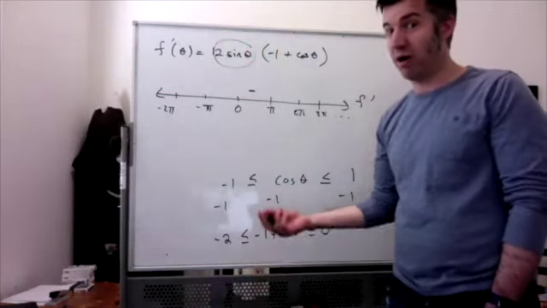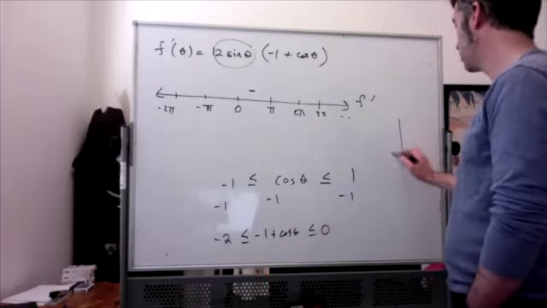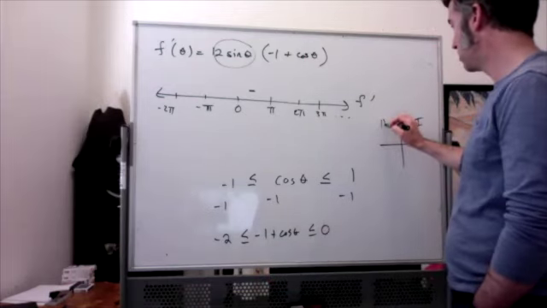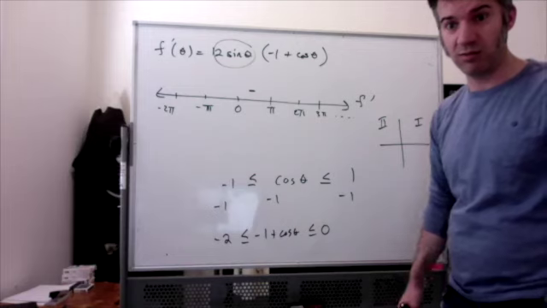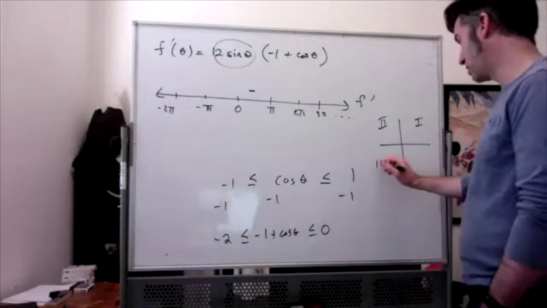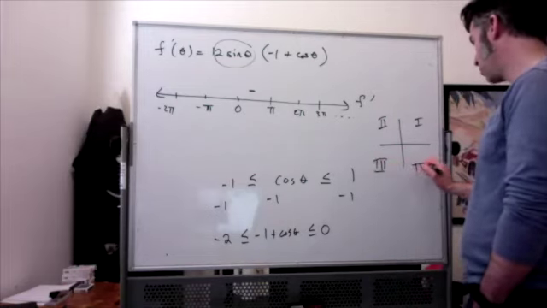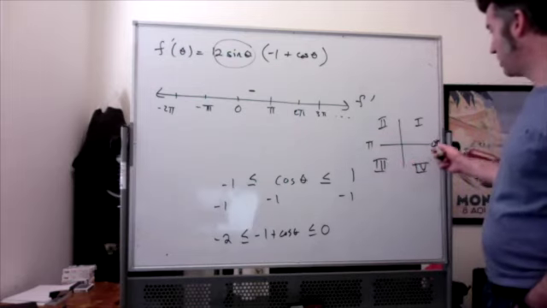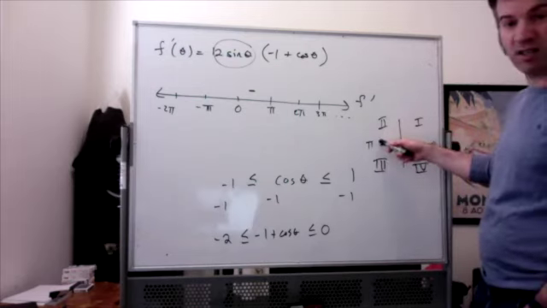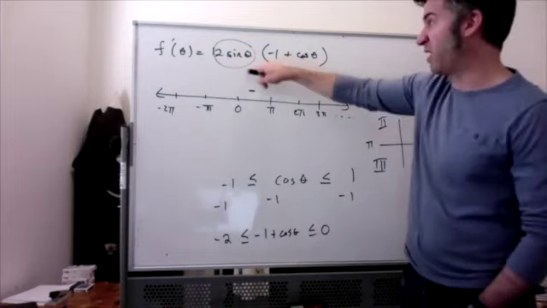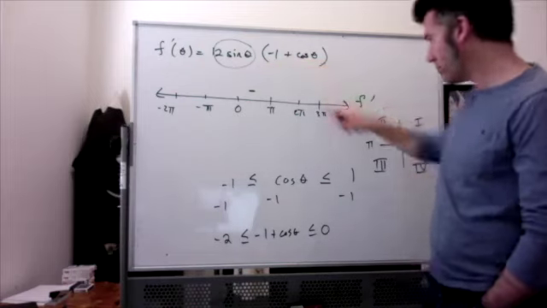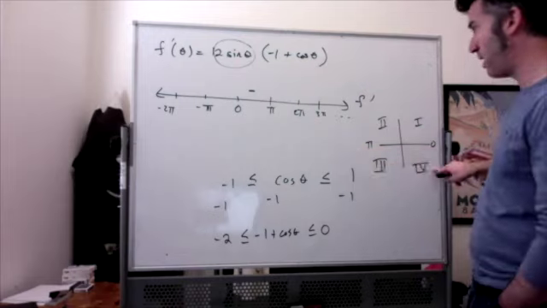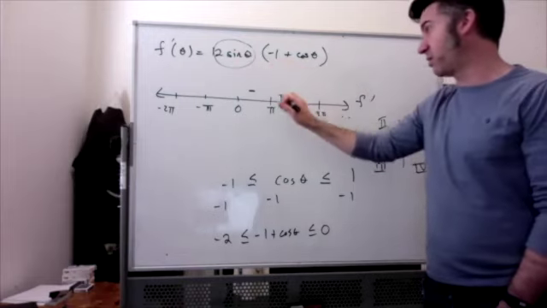We know sine is positive in quadrants 1 and 2, and sine is negative in quadrants 3 and 4. So when sine is between 0 and pi, it's positive, which means the whole thing is negative because this part's always negative. When sine is between pi and 2 pi, sine is negative, so the whole thing's positive.